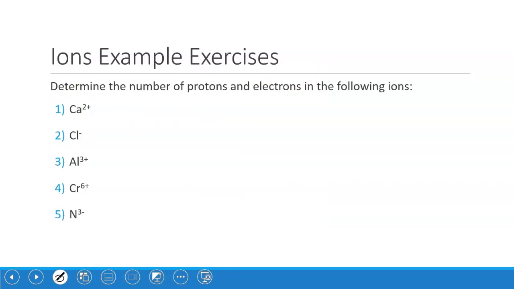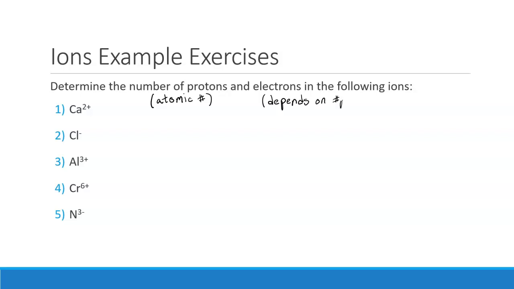So let's practice determining the number of protons and electrons in each ion. And if we remember, the number of protons are determined by the atomic number. And the number of electrons are going to depend on the charge and the number of protons. So it depends on the number of protons and the charge.